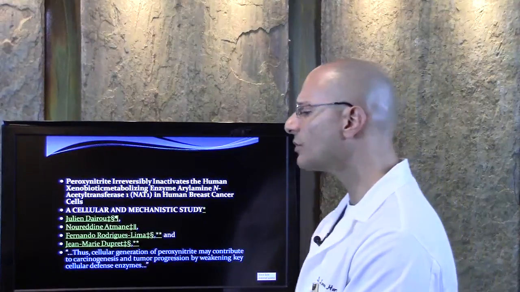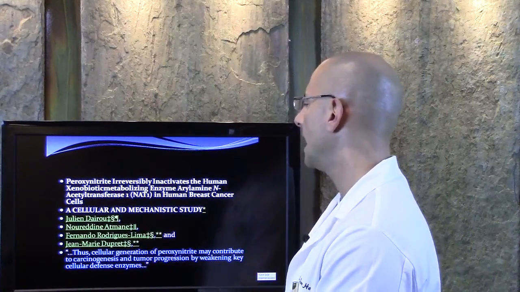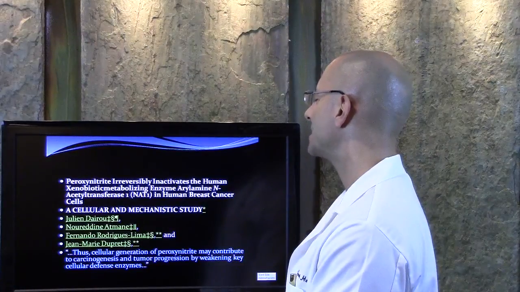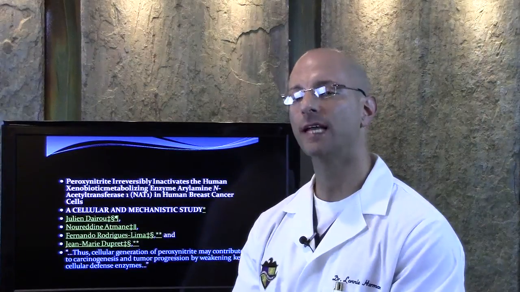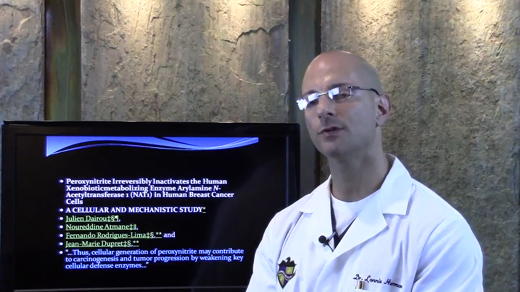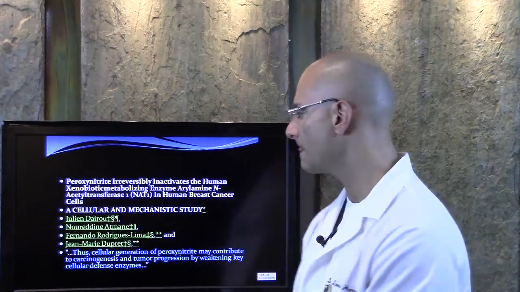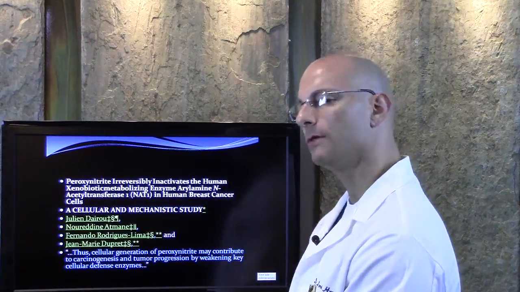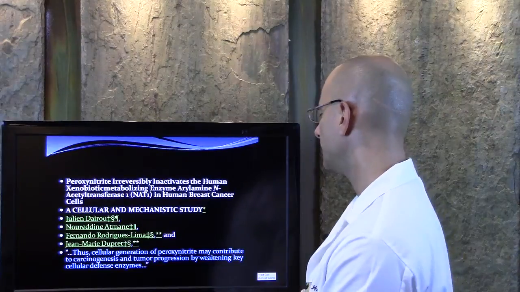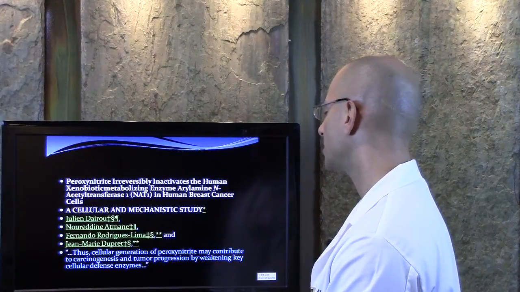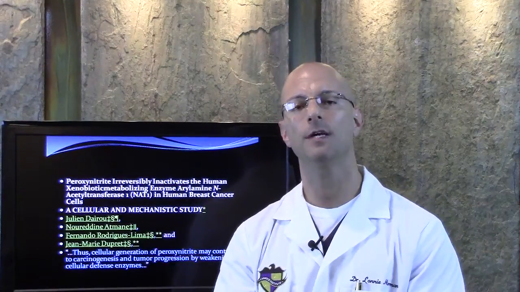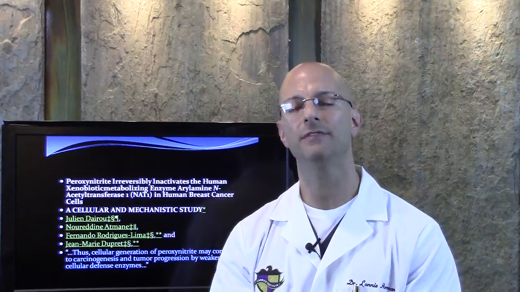There is another free radical that's been described in the literature about cancer, and it's called peroxynitrite. They say that this free radical irreversibly inactivates an enzyme that's supposed to inhibit human breast cancer cells. The free radical inhibits an enzyme the body produces, and that enzyme is supposed to inhibit breast cancer production. Thus, and this is after the whole paragraph in their report, cellular generation of this free radical peroxynitrite may contribute to cancer growth and tumor progression by weakening key cellular defense enzymes. So you have to make a decision if you're dealing with any kind of cancer where we need enzymes to be able to defeat the cancer.